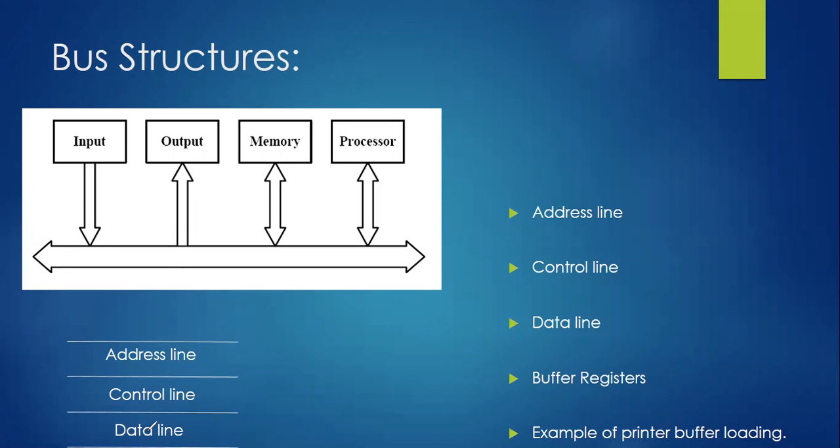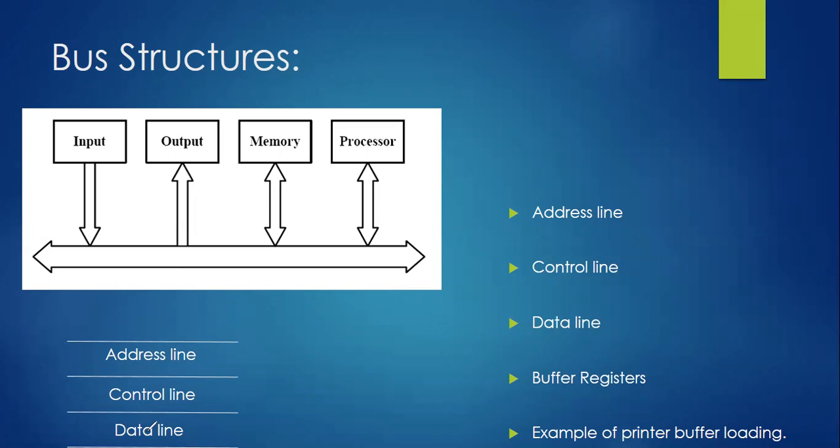Then what kind of operation I want to perform, whether it is a read or write operation, will be uploaded in the control line. Then the data, if I want to transfer it to the targeted device, will be uploaded in the data line. So these are the three tasks which will be achieved by the bus cable. Now we come to the address line.